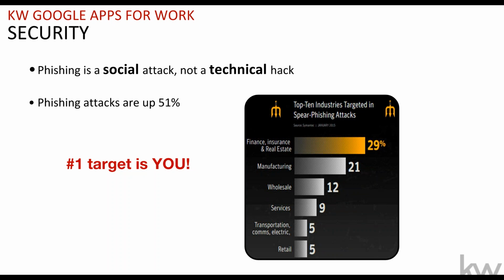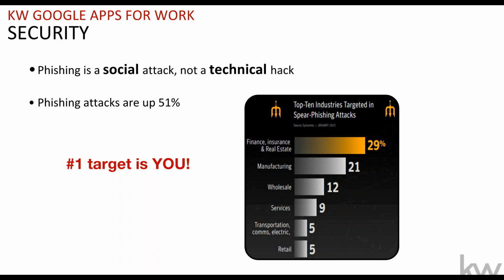So the key thing to remember is that phishing is a social attack. It's not a technical attack. And what I mean by that is that they're trying to get you to socially give up information because they can't technically take the information. And another point to point out is that according to Symantec, which is the global antivirus and security software company, phishing attacks are up 51% year over year.